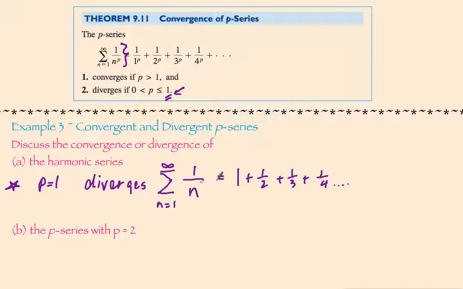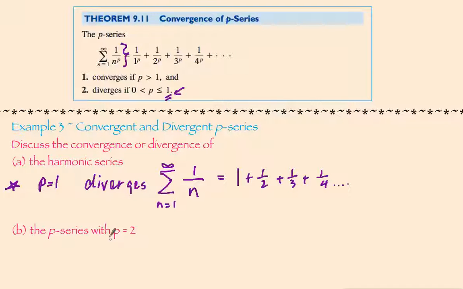And so we just need to make a note of this. This will definitely be a question on the AP exam somewhere, whether it's a multiple choice question or part of a free response question. But take note of the harmonic series, very important, and the fact that it diverges because p is equal to 1.